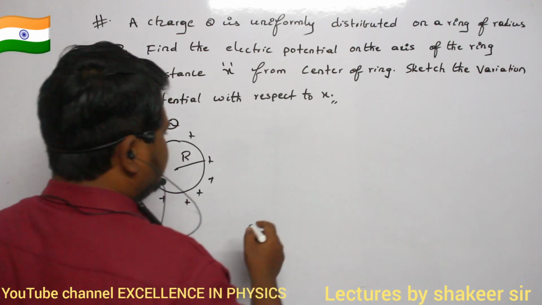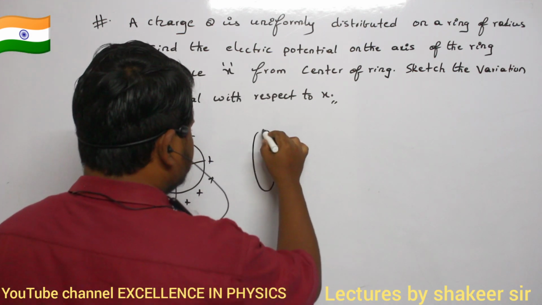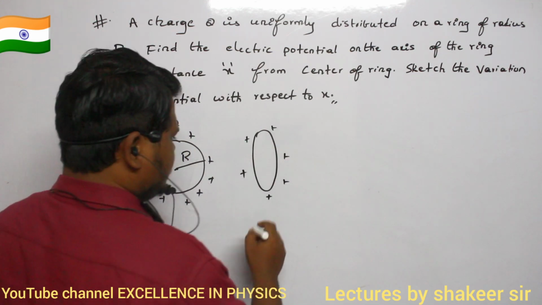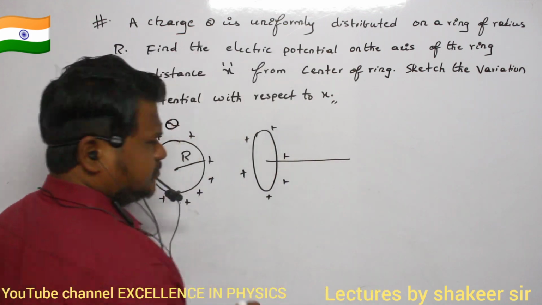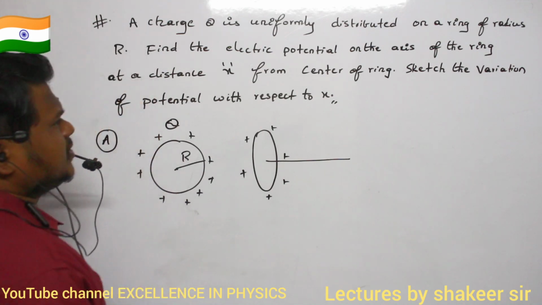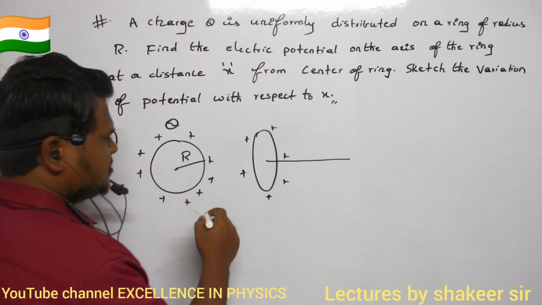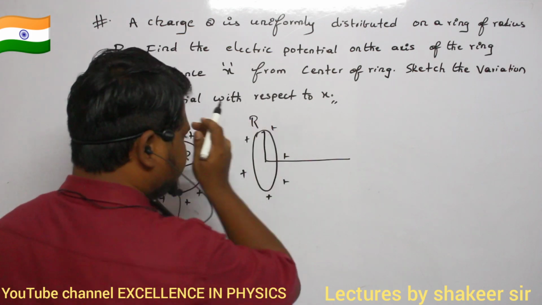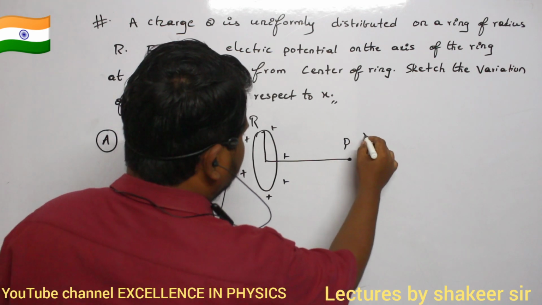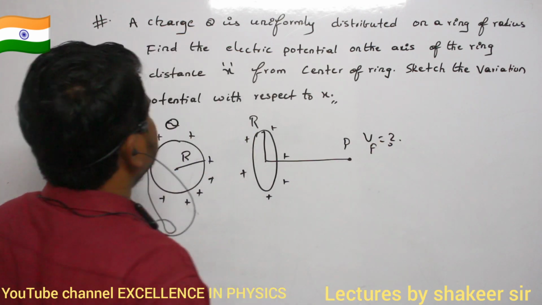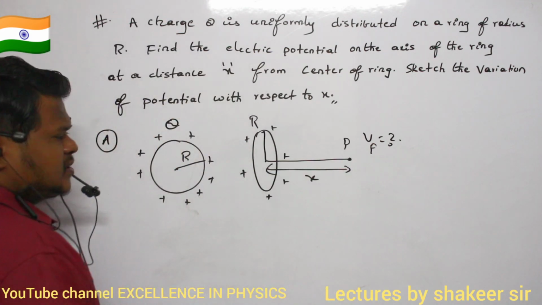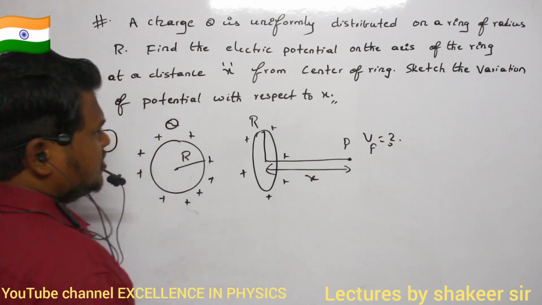Clear? So therefore, if I draw one more diagram, so if this is the ring, charge is uniformly distributed throughout the ring. So this becomes the axis of the ring. That's all, no? A line which is perpendicular to the plane of this board. And what is the radius of this ring? Radius of this ring is capital R. So here at this point P, I want to calculate potential. At what distance? It is at a distance of x from the center of the ring. So here at point P, I want to calculate the potential.